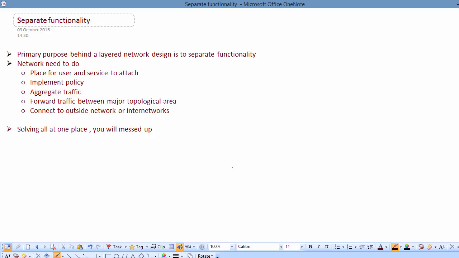If you attempt to solve all of these problems in one place, the network would likely be very hard to troubleshoot and manage. You will mess up with that. That's why you need to address these different kinds of applications or issues. These all things should be handled in a very layered approach. We'll see in further design sections how all these things can be handled with your network layered approach.